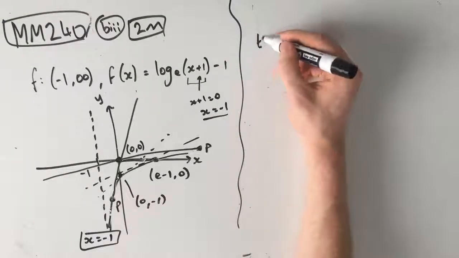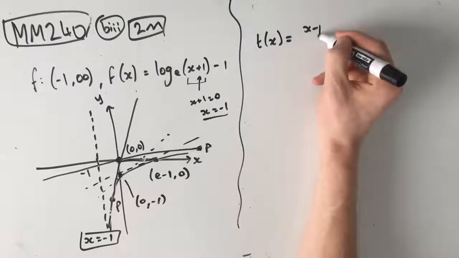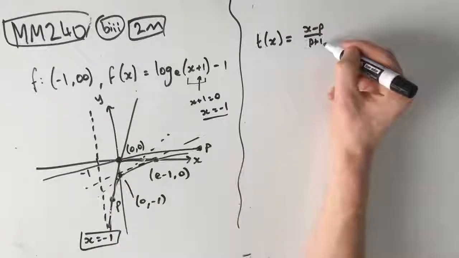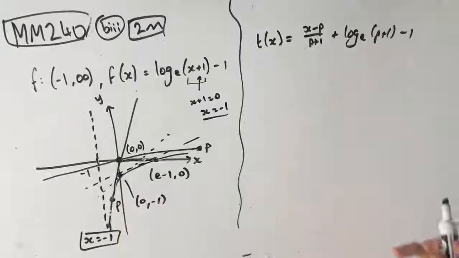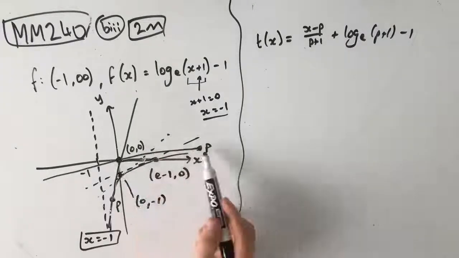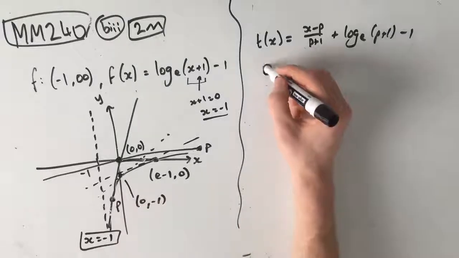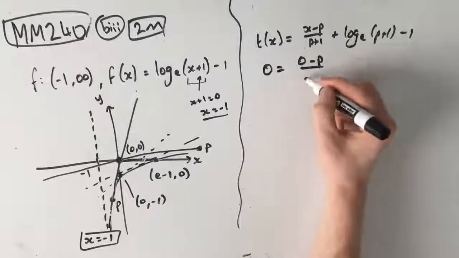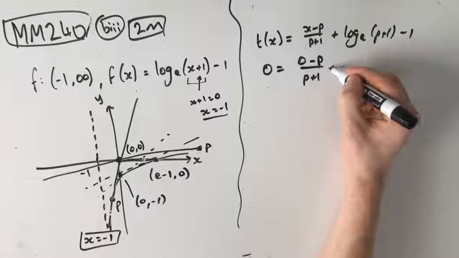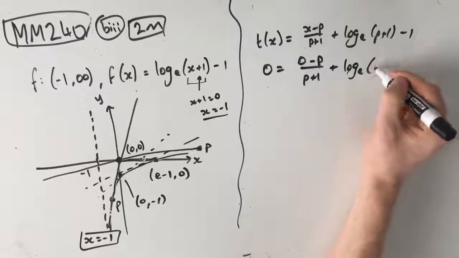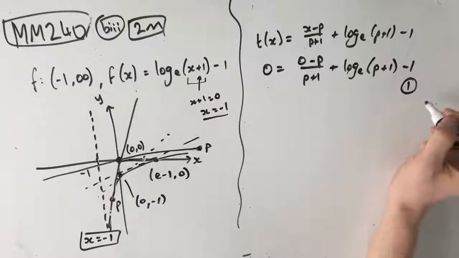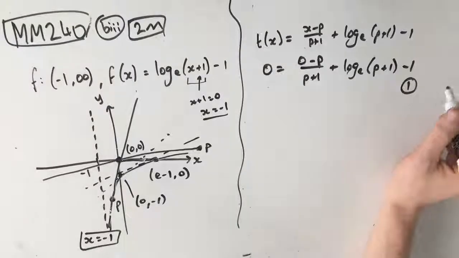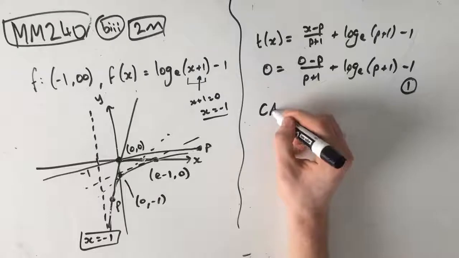So t of x is equal to x minus p over p plus 1 plus log e of p plus 1 minus 1. Now we know that both of these tangents pass through the point 0, 0, which means we're going to get 0 equals 0 minus p over p plus 1 plus log e of p plus 1 minus 1. So this is our first mark, identifying that. And then our second mark comes from evaluating this in CAS.